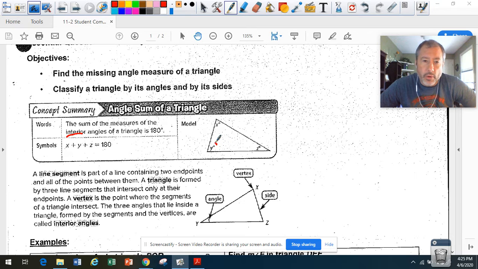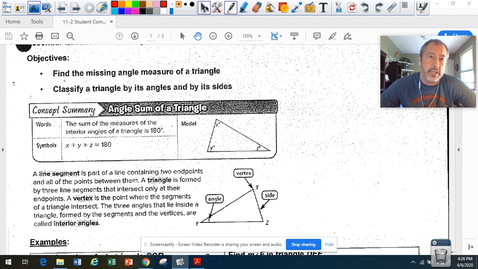So if we look here, we have angle Y, angle X, and angle Z. If we add these three angles up, they should come out to be 180 degrees. If they are more than 180 degrees, it is not a triangle. If it's less than 180 degrees, it's not a triangle. So let's look here at some of the characteristics of our triangles.